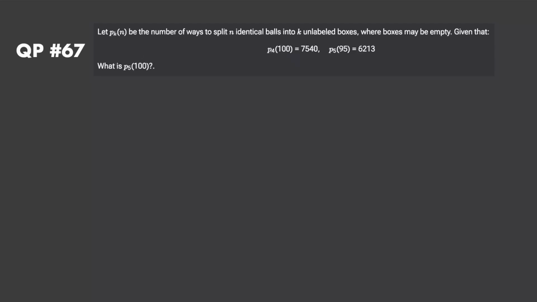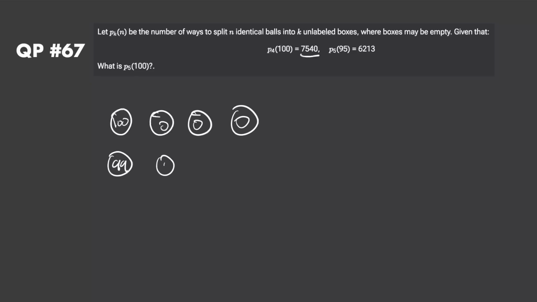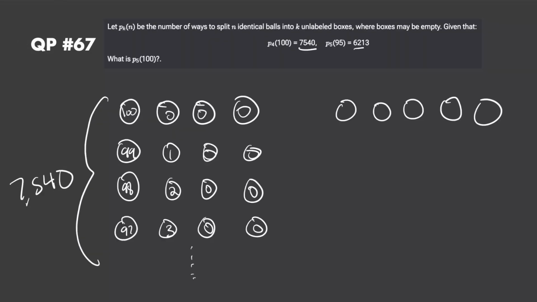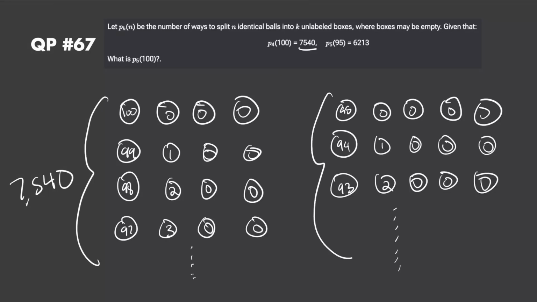We know p sub 4 of 100 is 7,540, and that just means the number of ways to break the number 100 into 4 parts is going to be this. So for instance, I could have 100, 0, 0, 0, or I could have 99, 1, 0, 0, and many more, and we know that there's going to be 7,540 of them. And the second term tells us that there's going to be 6,213 ways to partition 95 into 5 parts. So again, for instance, I could have 95, 0, 0, 0, 0, or I could have any of these, and there would be 6,213 in total.